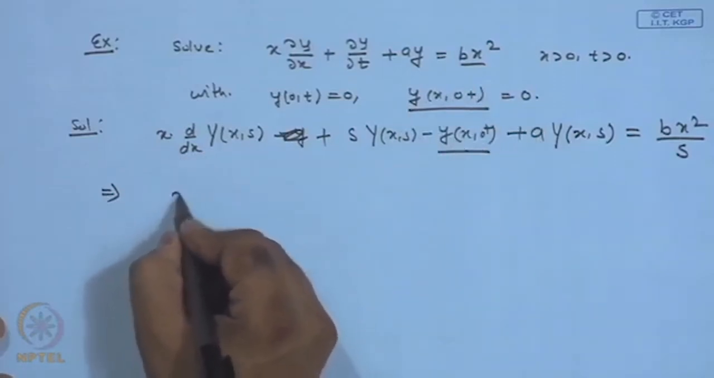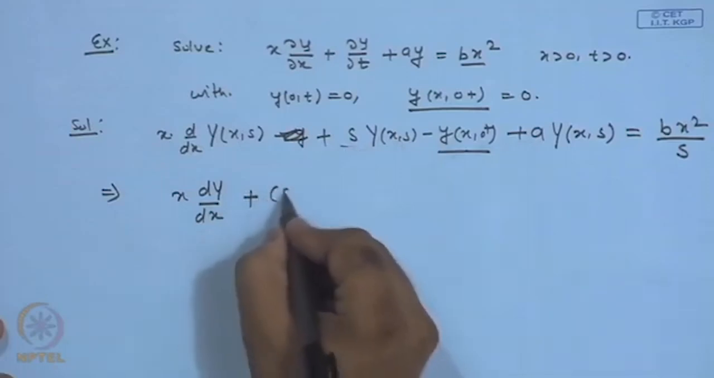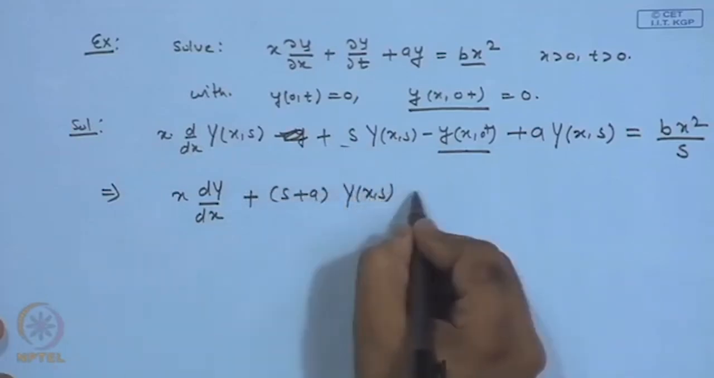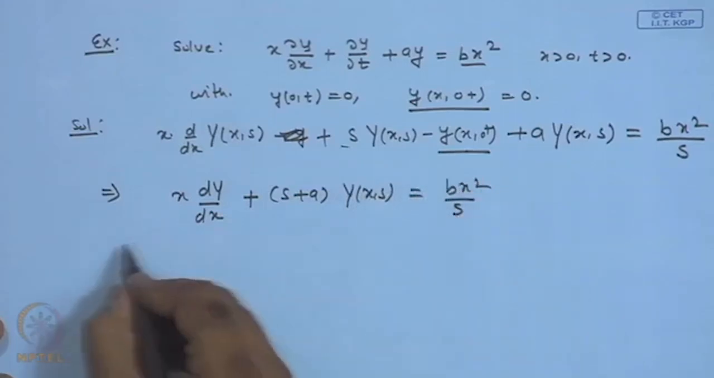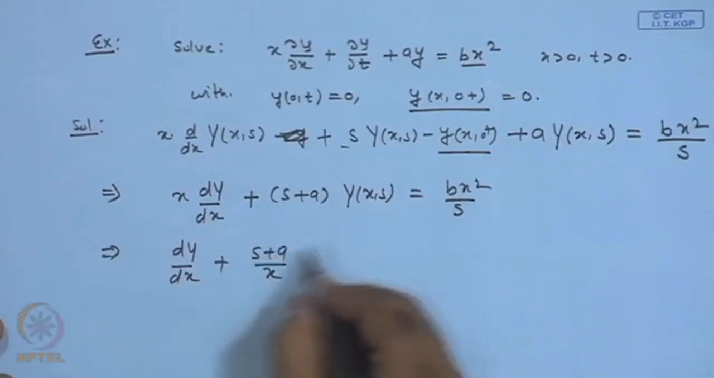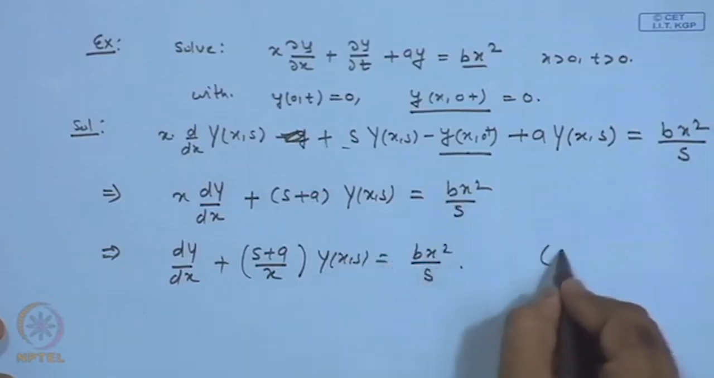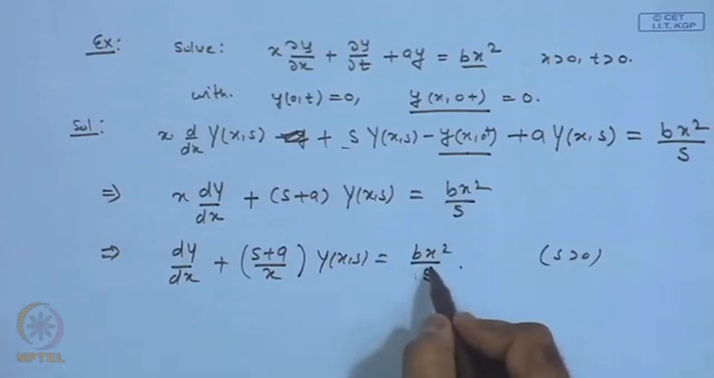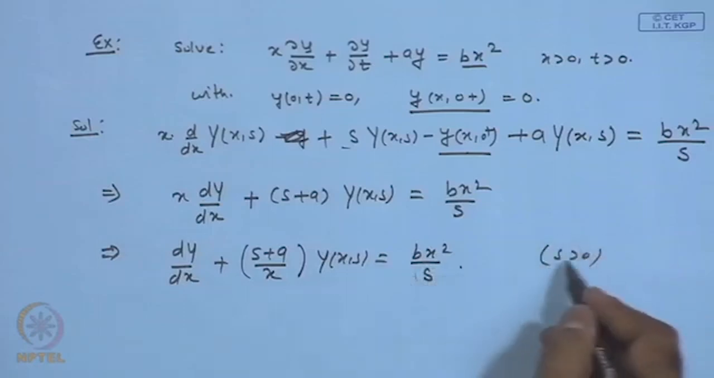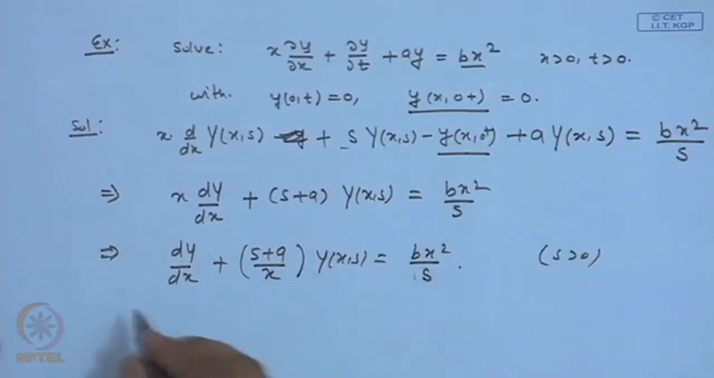So we have simply x dy/dx plus (s plus a) y(x,s) equals b x square over s, or dy/dx plus (s plus a) over x times y(x,s) equals b x square over s, s positive. So we do not have a problem in the division. In any case, if some other stuff appears here, for example s minus 2, we can take s sufficiently large, so there is no problem while dividing by s or any other term which contains s.